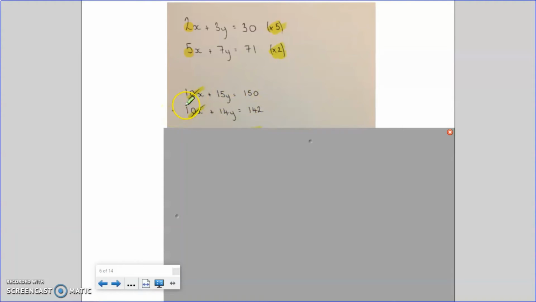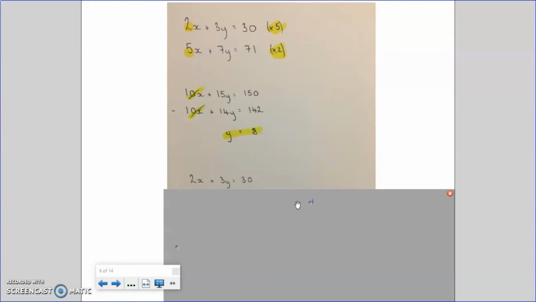I'm going to do a subtract to end up with 0x. So that's going to leave me with 1y when I subtract the y values. And I'm also going to be left with 8 when I subtract 142 from 150. My y variable is 8. I'm going to take that y variable, substitute it back into one of the equations. Again, you could have chosen a different equation. You'd end up with the same answer.